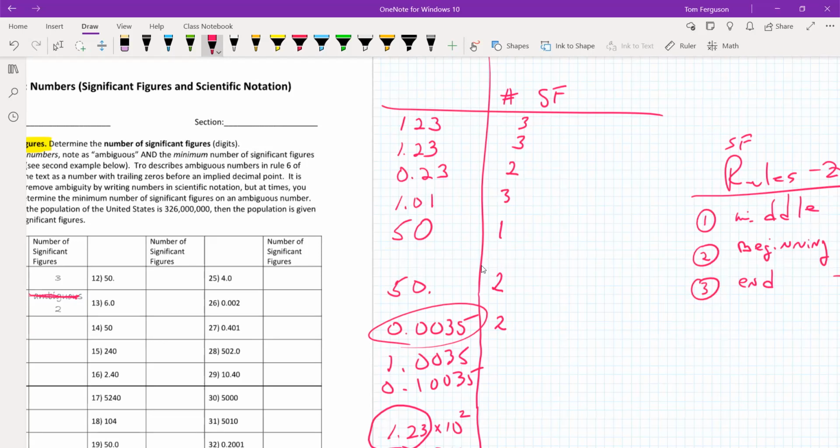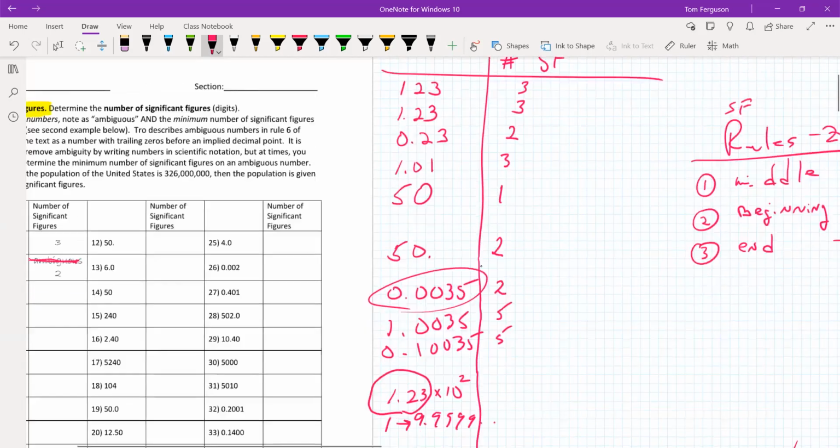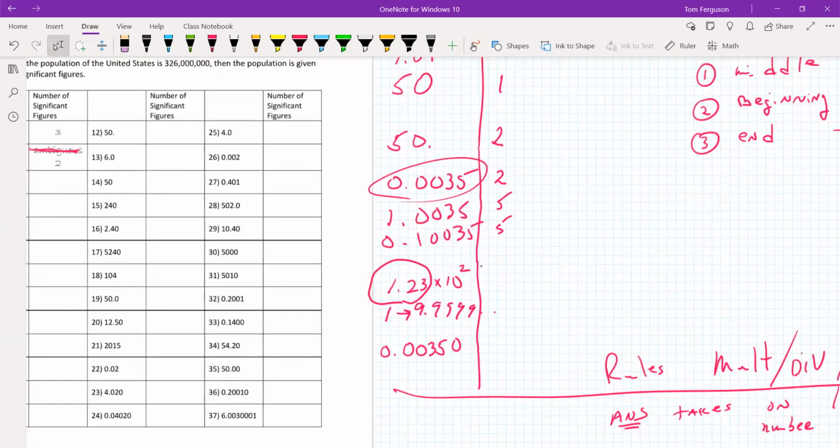What about 0.0035? 0.10035. Uh-huh. 1.2 times 10 squared. We have 3, we have 2, 3.